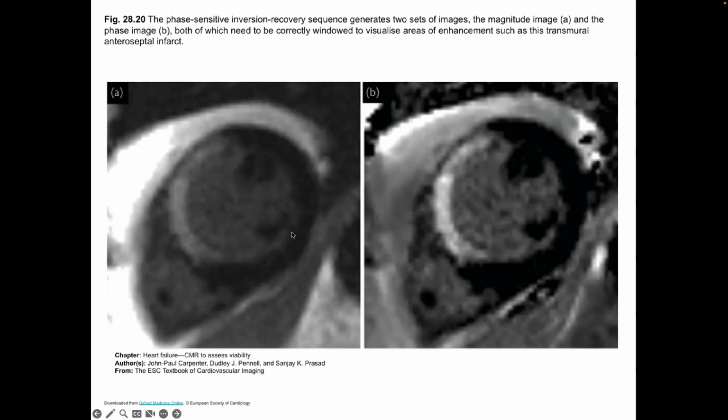So again, I think this is the difference between magnitude reconstruction and phase, in the sense that you can have negative values for your myocardium, positive values for your infarct, and you get a much higher contrast between these two than here.